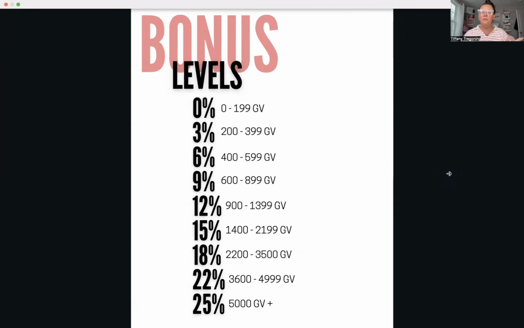Okay, so before we jump into a little bit more, I did create this graphic to just show bonus levels. So when we're talking about 3% and 6% and 15% all the way up to 25, these are the GV values that your team need to get to for these rank amounts. Okay, so 0 to 199 in GV, that's going to be your 0%. As soon as you hit 200 GV, that's going to rank you up to 3%, all the way up to 5,000 GV, which is going to be your 25% rank.